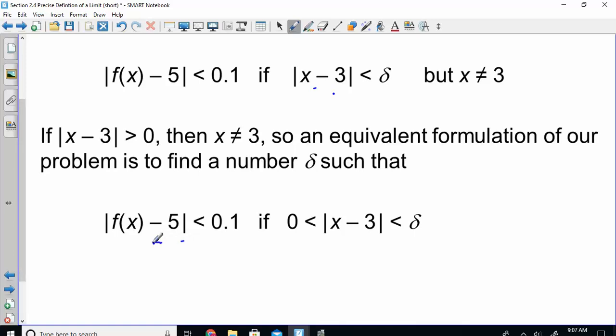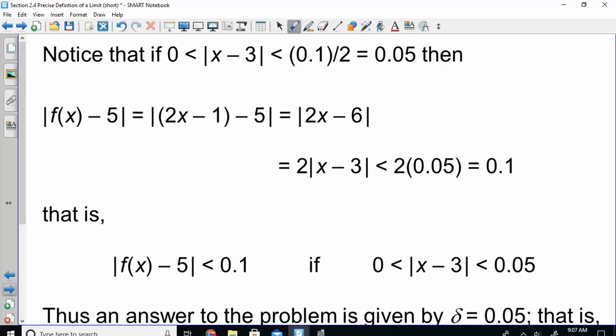Another way that we could be writing this is the absolute value of x is less than 1/10 if 0 is less than the absolute value of x minus 3 is less than delta. That's kind of redundant because we know absolute value is always greater than 0. So if you ever look in the book, because I'm sure you guys go home and read a lot to make sure I'm not lying to you, they use this a lot, but I don't usually because we know absolute value is already positive, so we don't really need the fact that it's greater than 0.